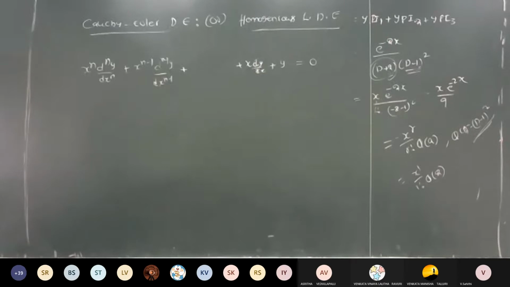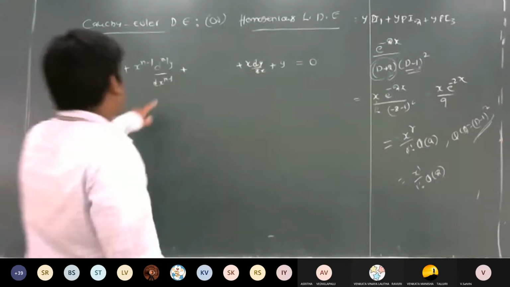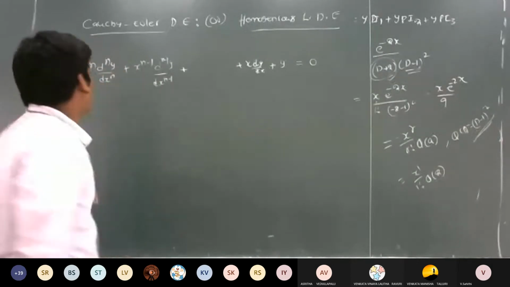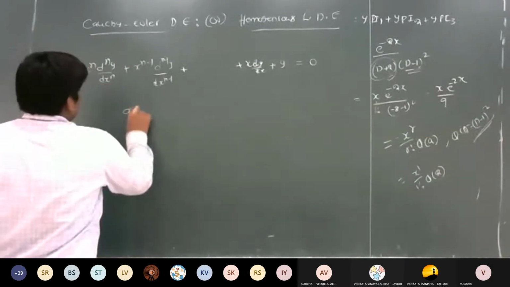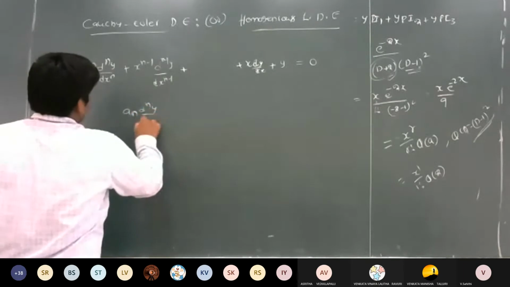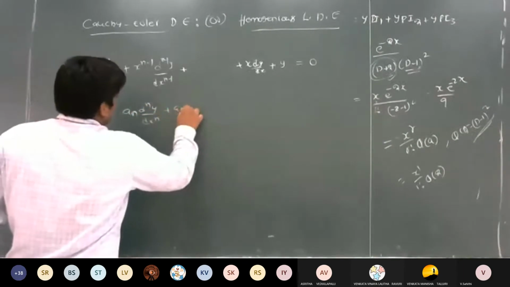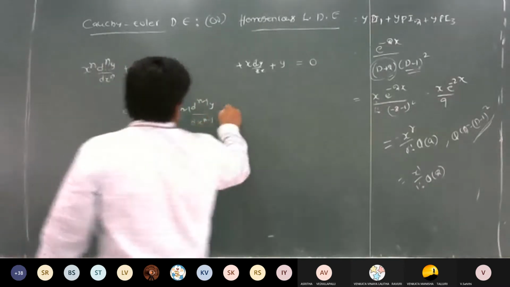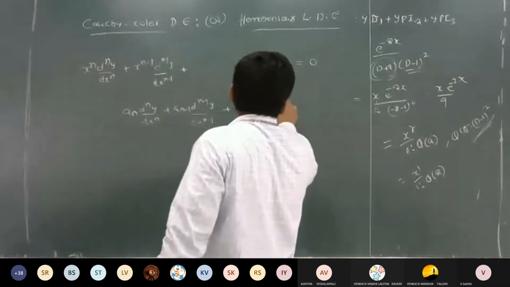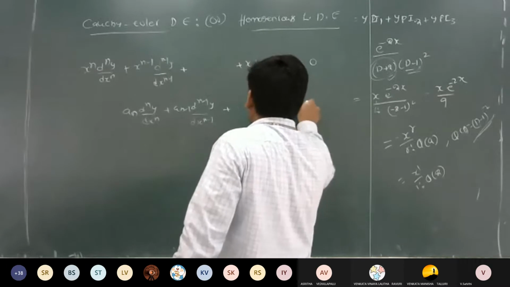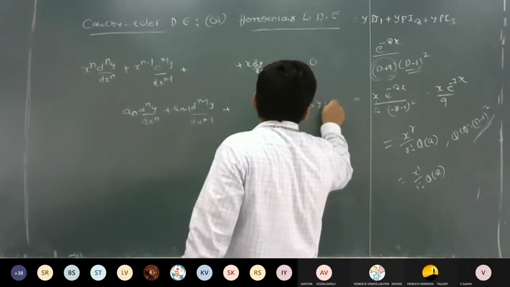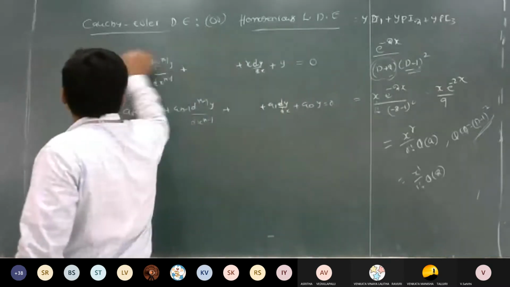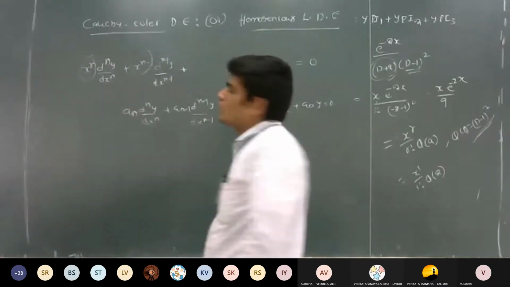This is called the Cauchy Euler type differential equation. But up to now, what we discussed is a_n into d power n y by dx power n plus a_(n-1) into d power n minus 1 y by dx power n minus 1 plus and so on plus a1 into dy by dx plus a0 into y is equal to 0. But now the coefficients are variable coefficients.